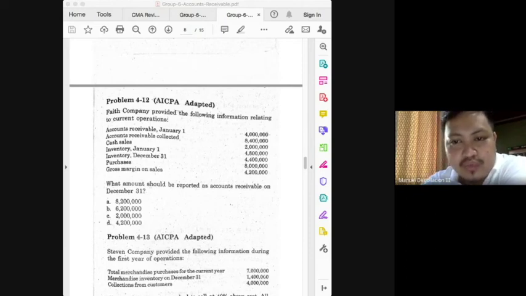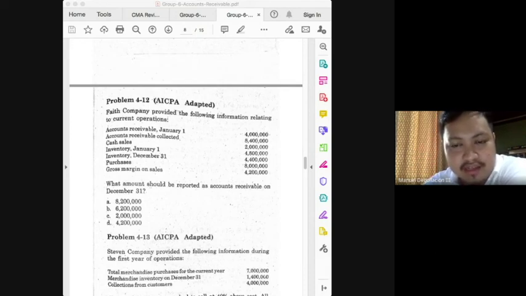So what do we do with the 12,600,000? Will that go entirely to our accounts receivable? The answer is no, because the problem tells us that we have cash sales of 2 million. So what does that mean? Out of the total sales of 12,600,000, 2 million was a cash sale, meaning it was paid upfront. Cash was immediately paid upon the completion of the transaction.